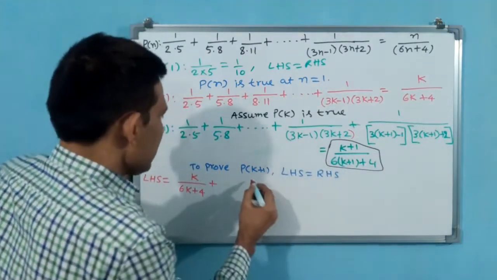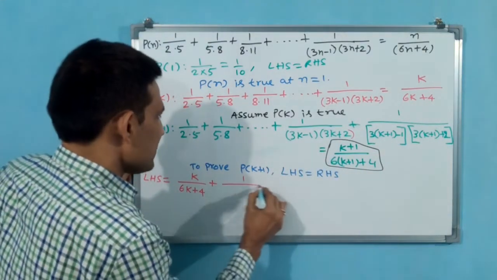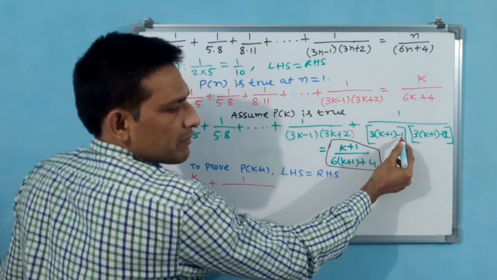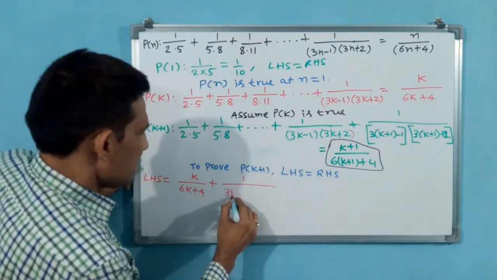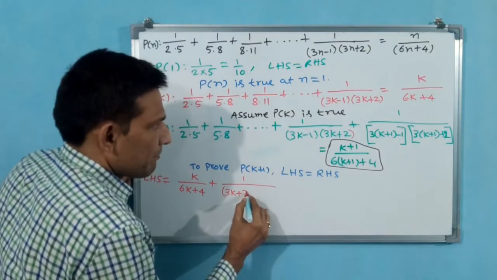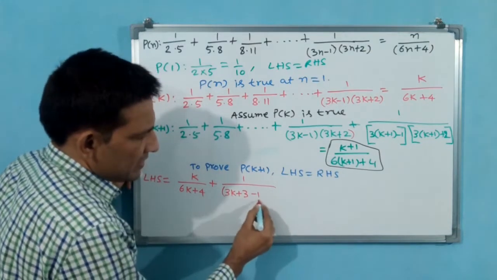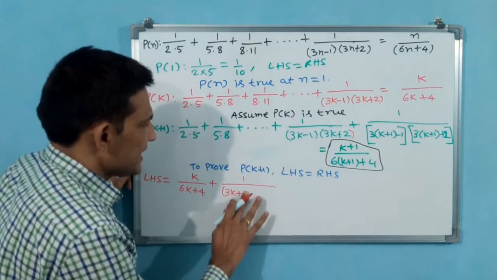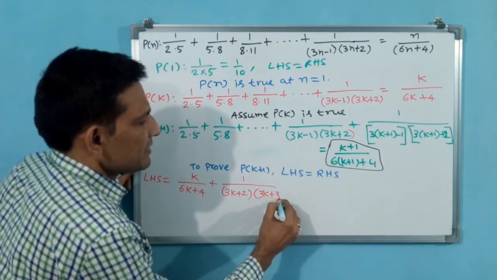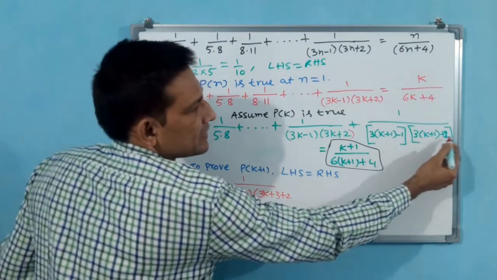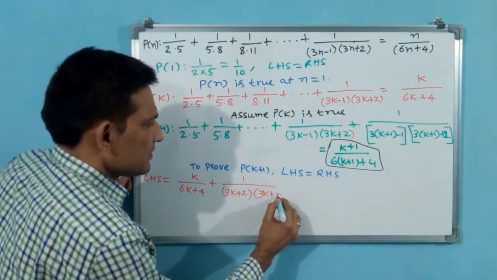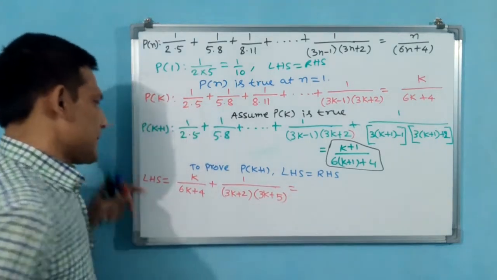You see here, while writing, simplify now itself. Why? Because see, 3k plus 3 minus 1, what will come? Plus 2 will come. Directly I am writing plus 2. Here also 3k plus 3 plus 2. Plus 3 plus 2 means plus 5 will come. I am writing directly plus 5.